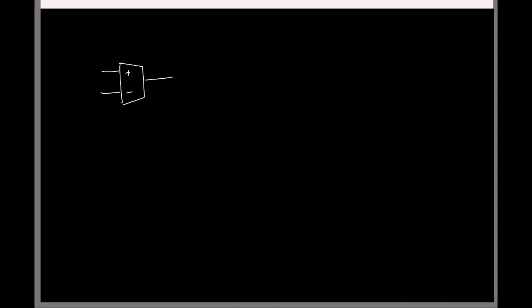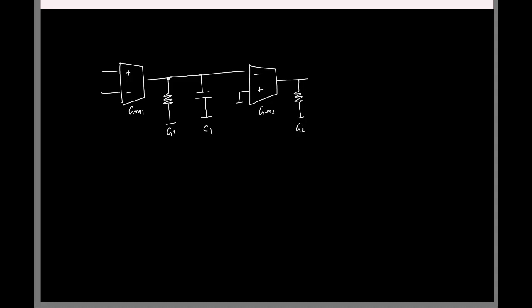So let's say this is the first stage having a transconductance Gm1. At this node, say the total conductance is G1, the total capacitance is C1, and then we'll have the second stage. Say it has a total transconductance Gm2, the conductance is G2 and capacitance is C2 at the output.